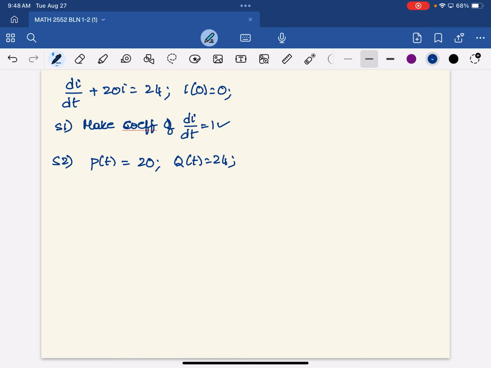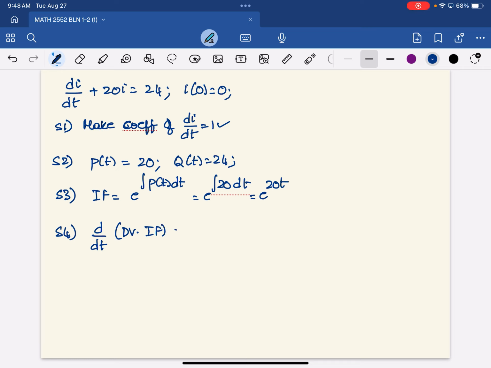Step 3 is find the integrating factor. So the integrating factor is e to the integral of P of t dt. That will give me e to the integral of 20 dt, so that's going to be e to the 20t, right? Clear? Step 4, I'm going to write d/dt of the dependent variable times the integrating factor is going to be the integrating factor times the Q of t.